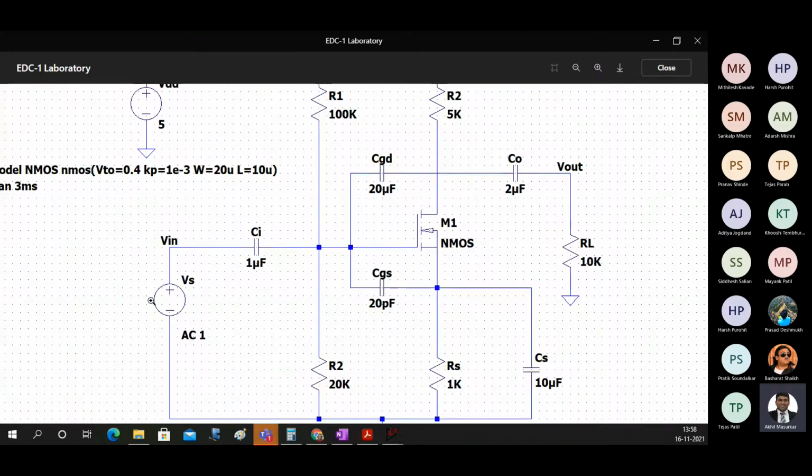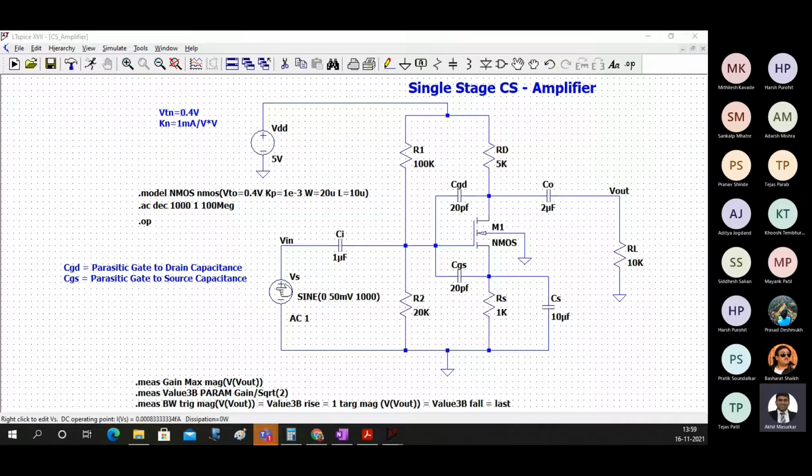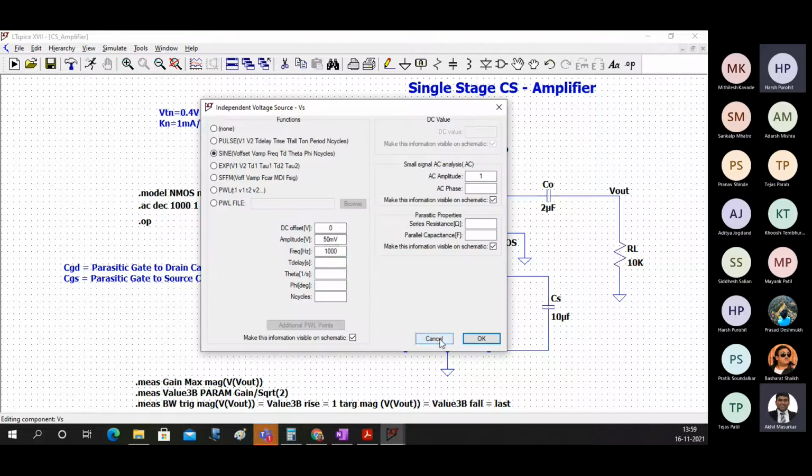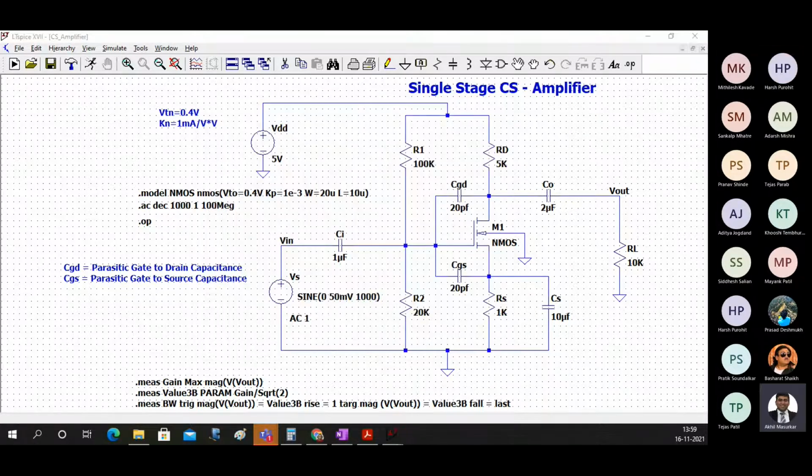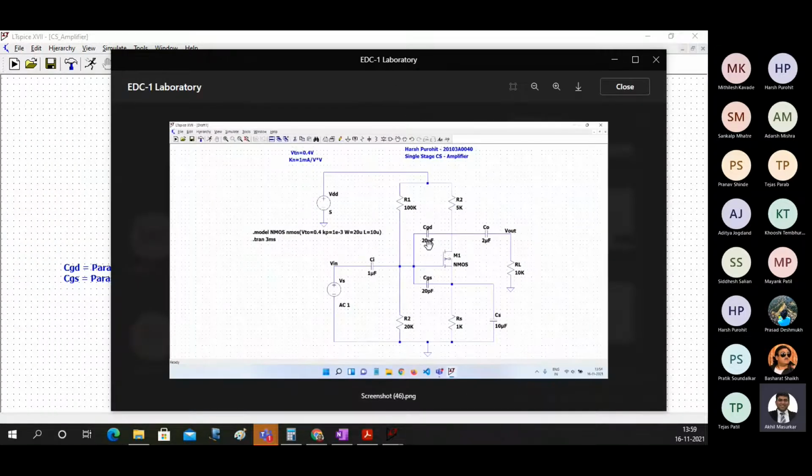Let's check Harsh. Harsh, here you have to give some value, the same way: 0, then you write 50 millivolts. Right click on this and give these values. Sankalp, one more: here you have taken CGD in microfarads. Make it picofarads. Harsh, sorry.